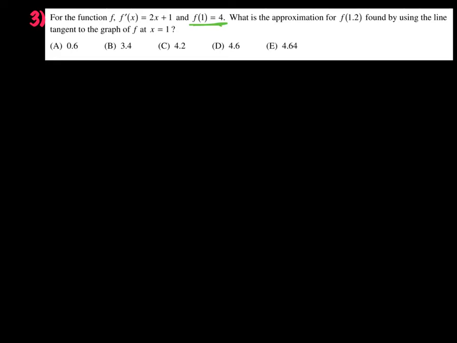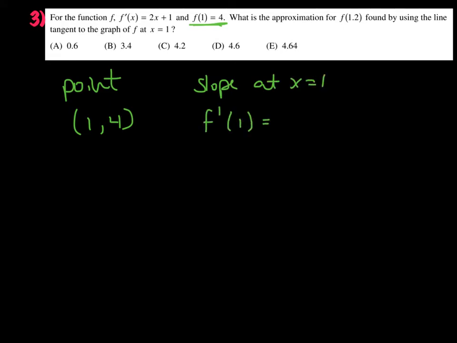And so the two things that we need would be our point, which as we said, they gave us f of 1 is 4, is the point 1 comma 4, and we need our slope at x equals 1. So f prime of 1 is simply 2 plus 1, so 3. So we have our slope and we have our point. Our equation of our tangent line is just going to be y minus 4 equals 3 times x minus 1.